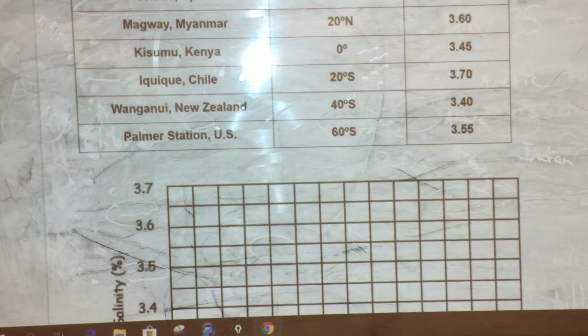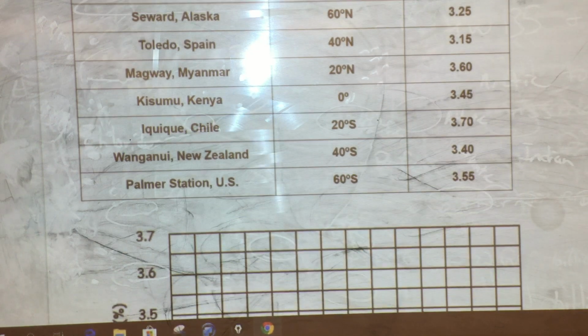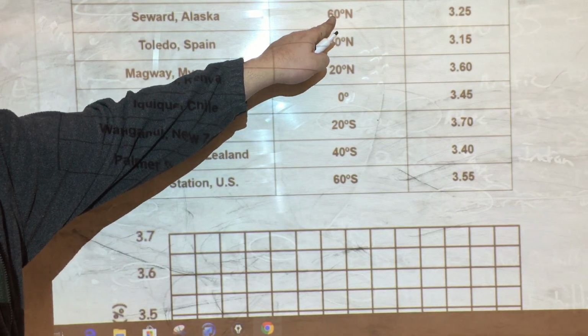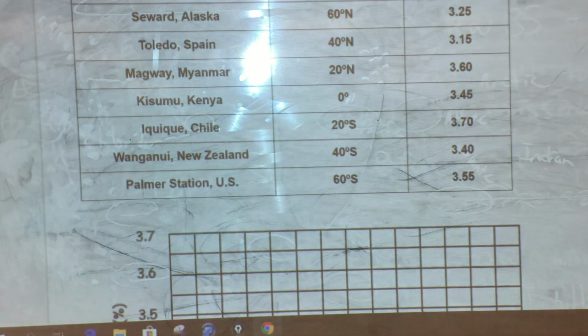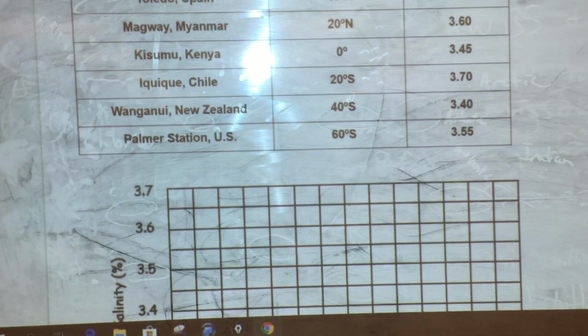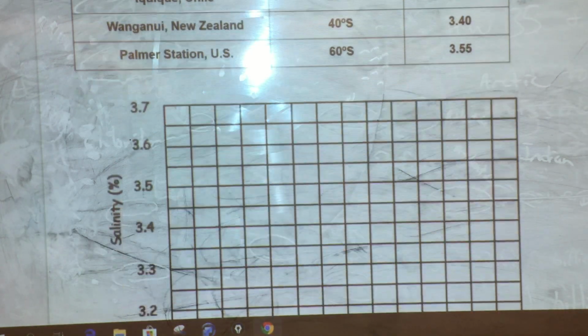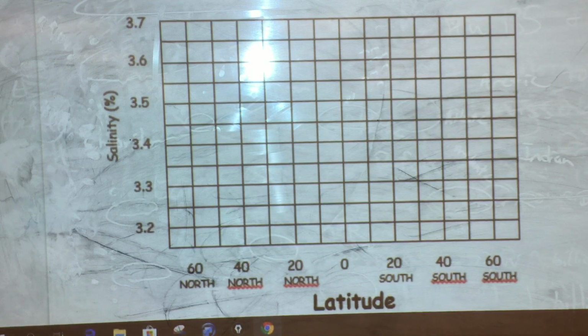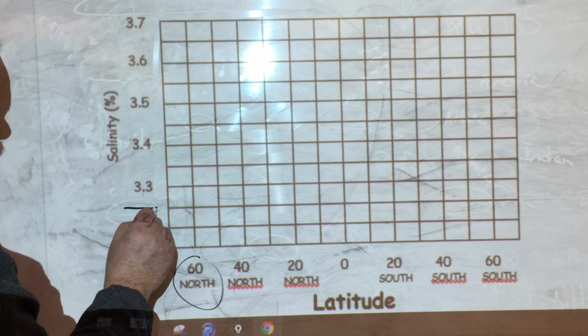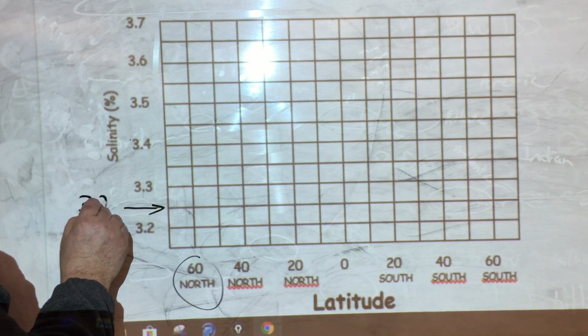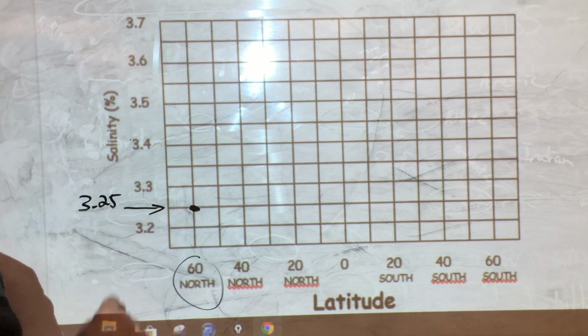So let's do the first one. The latitude of 60 north, salinity of 3.25. 60 north, 3.25. So here is 60 north, and we want 3.25, which will be right about there. 3.25, so we're going to put a dot there.